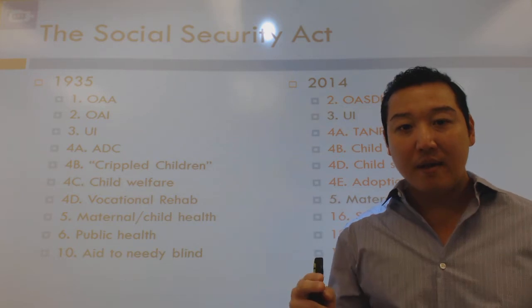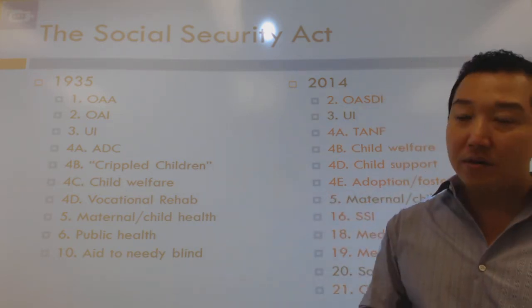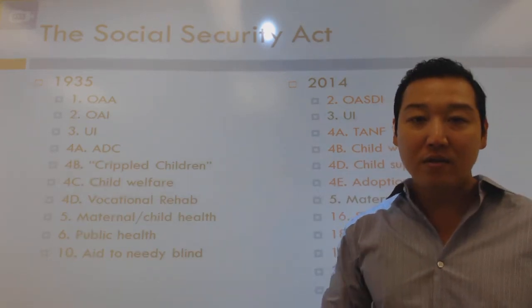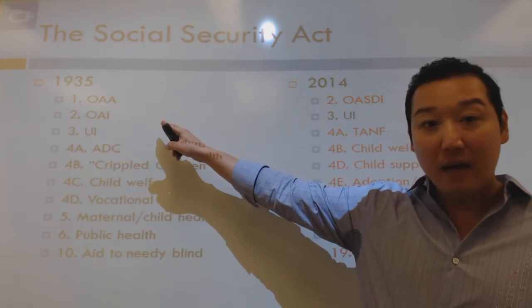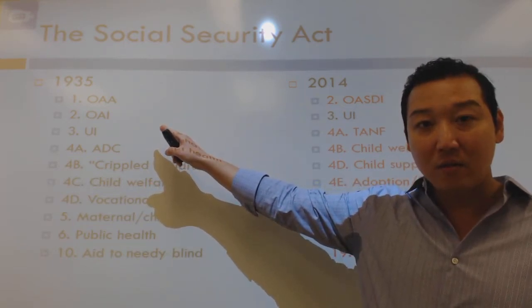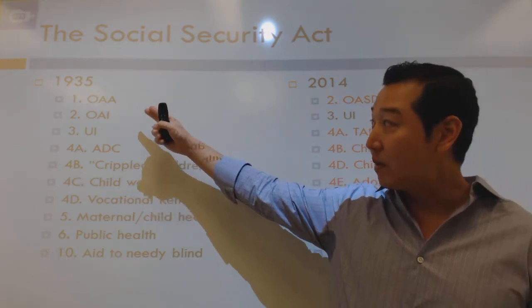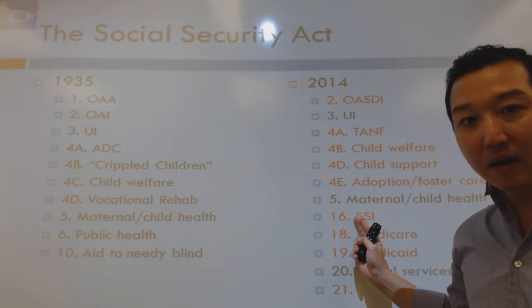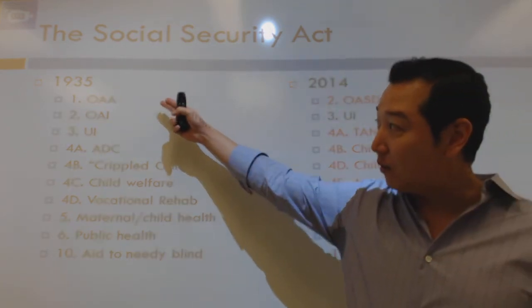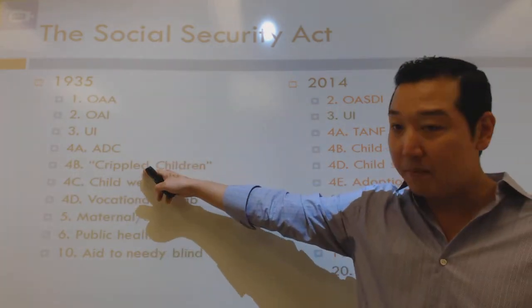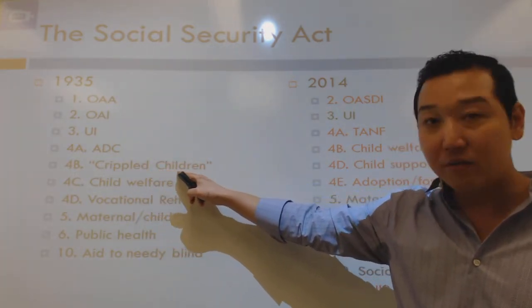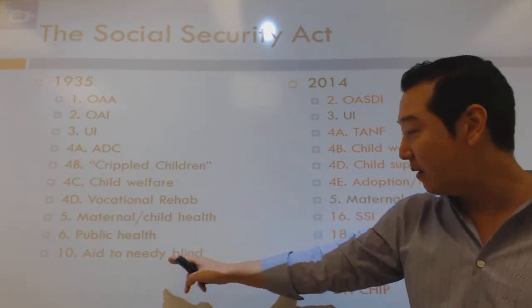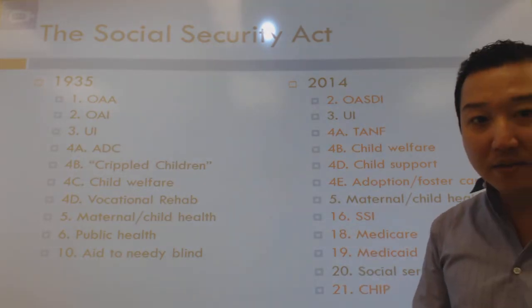So behind me, you'll see the Social Security Act of 1935, as it existed in 1935, all the different provisions, and then also as it exists in 2014. You'll notice Title I, back in 1935, says OAA, which stands for Old Age Assistance. Old Age Assistance, as the title would suggest, was a public assistance program that was basically merged in the 1970s into Title 16 as part of Supplemental Security Income. Supplemental Security Income merged Old Age Assistance. It merged Title 4B, the section on crippled children or kids with disabilities, and then it also merged Title 10, which is Aid to the Needy Blind, and that became what we now know as SSI.